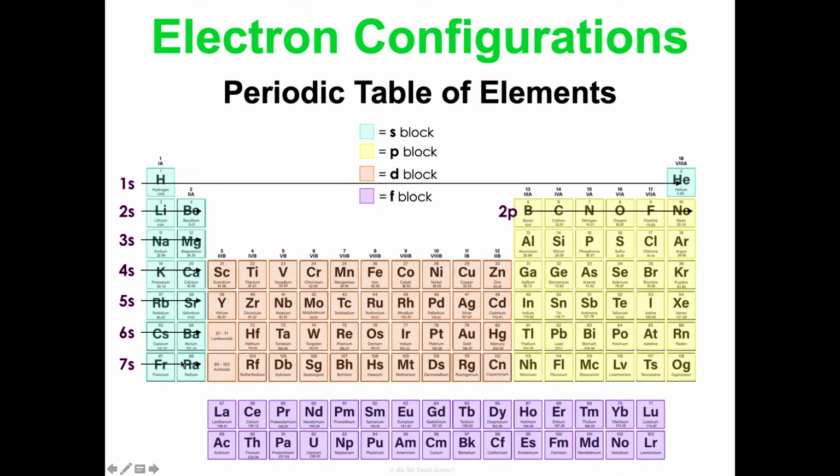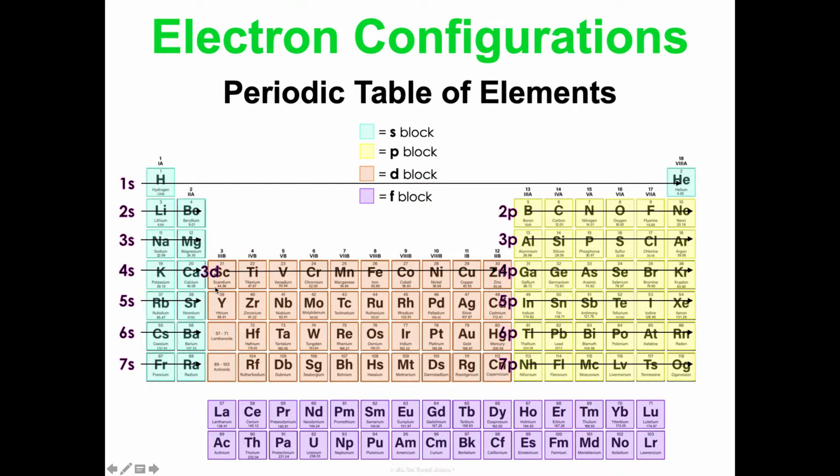Now let's talk p's. This is the second energy level. This is the p block. So we refer to these elements as 2p, 3p, 4p, 5p, 6p, 7p. All right, the pattern makes sense. Now let's talk about the d block, though. This is where it gets tricky.